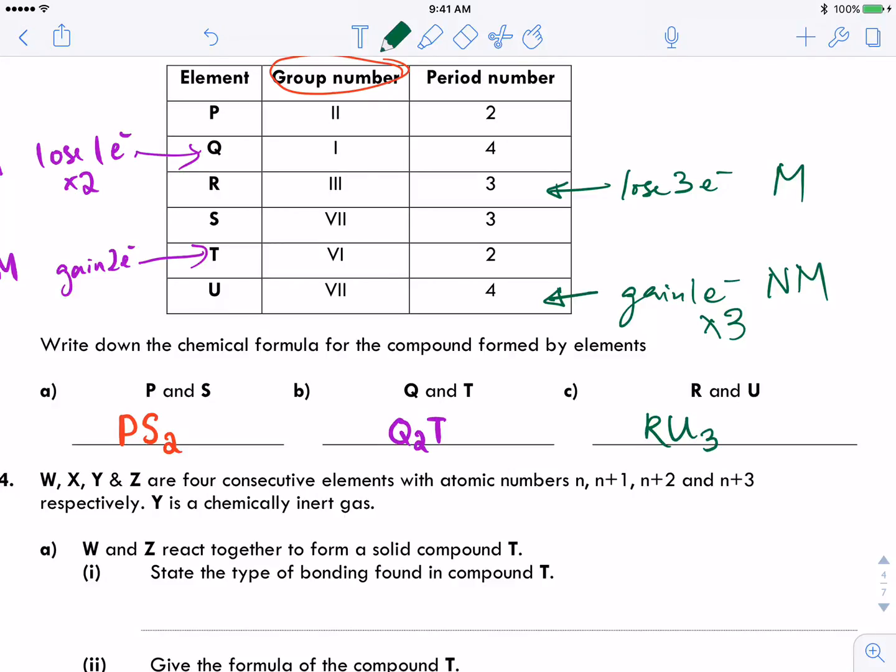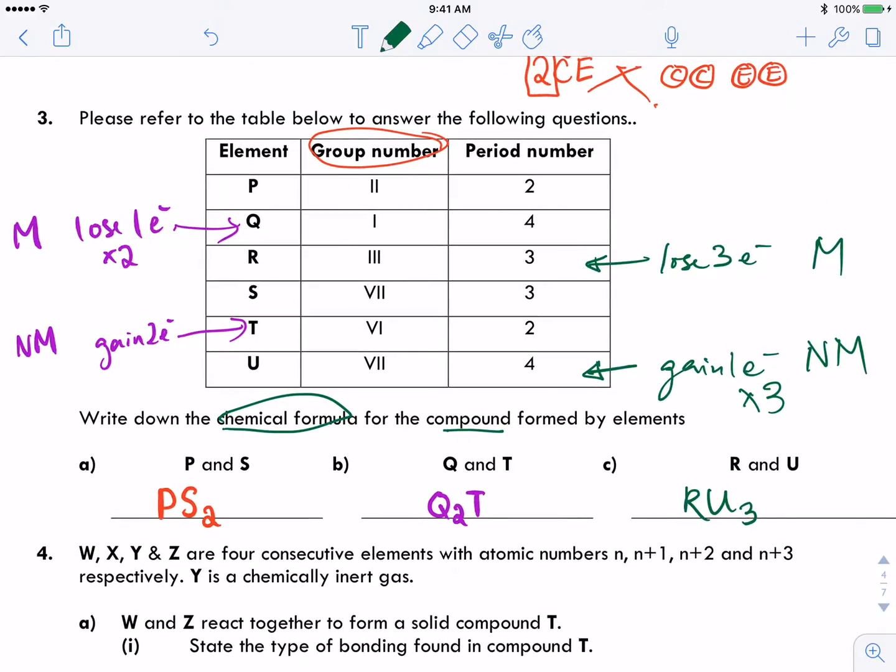Some of you find out the identity of all the elements and then you write down the formula with the identity of all the elements. Okay, you do not need to do so again because the question did not ask you to find out the identity of the elements. They just ask you to write the chemical formula for the compound formed by the elements, which is all this.